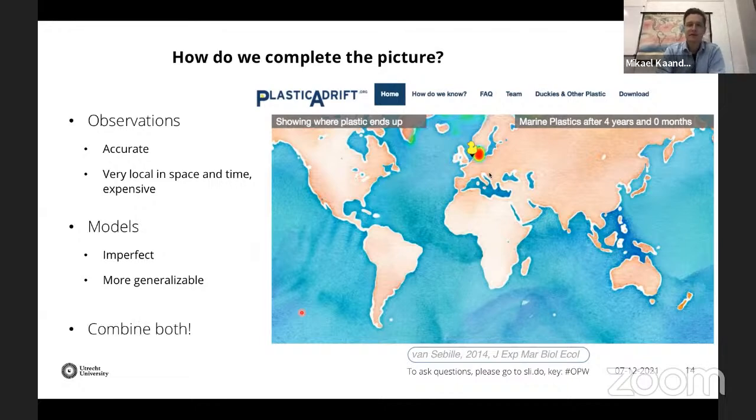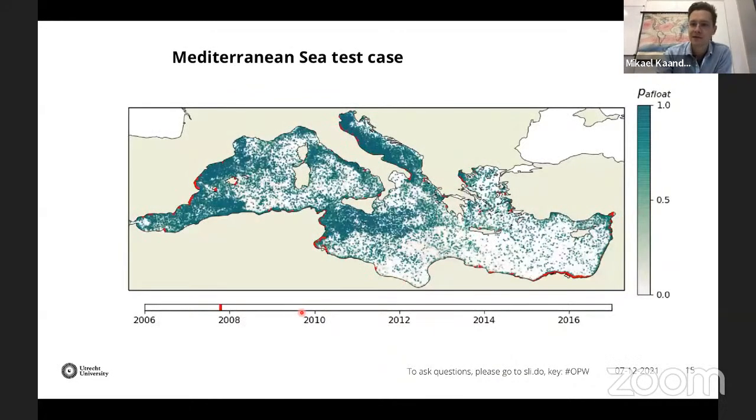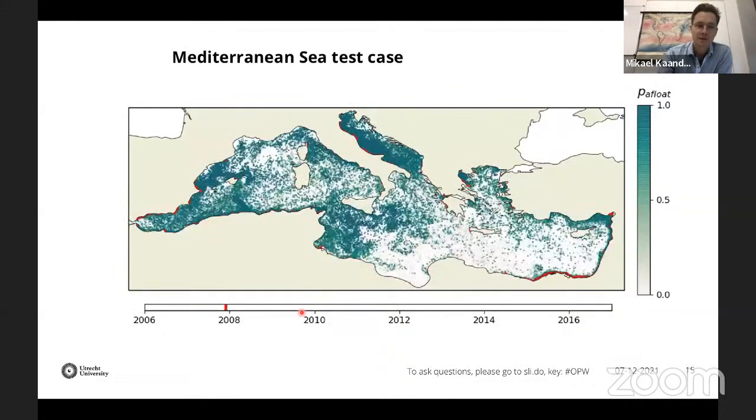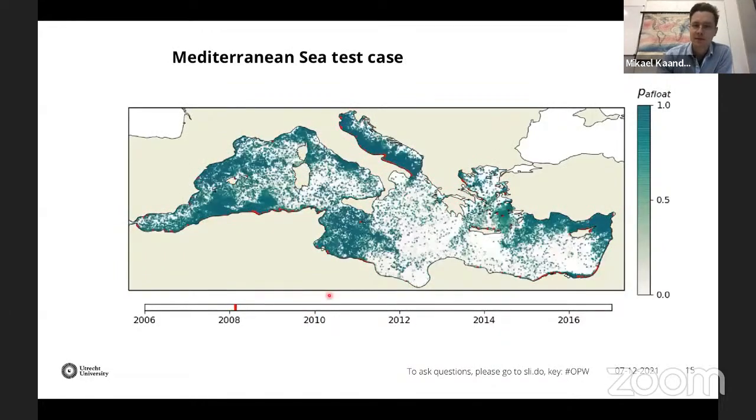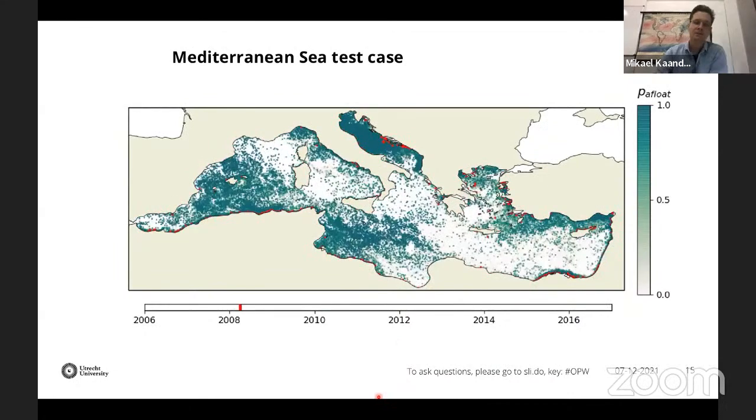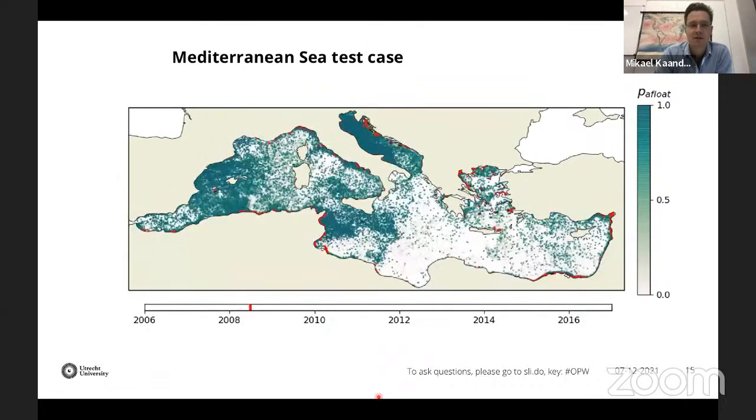And ideally, we would combine this generalizability of these models with the accuracy of observations. And that's what we try to do for the Mediterranean Sea. So we created a big Lagrangian model for the Mediterranean Sea. So basically, we throw virtual plastics into a virtual Mediterranean Sea. We allow these particles to sink down over time. So the colors of these particles indicate the probability that they are still afloat in this case. We also allow particles to beach. So in this animation, they light up in red when they end up on the coastline.